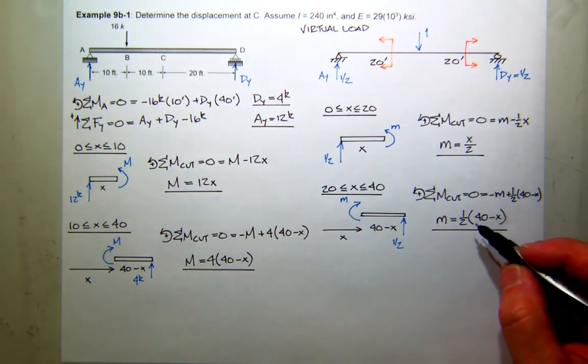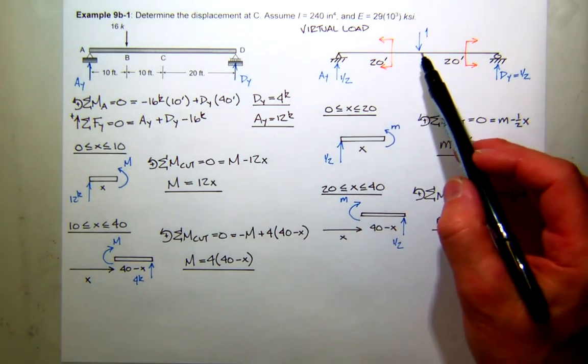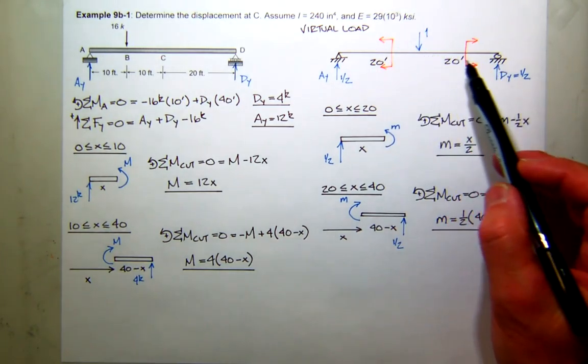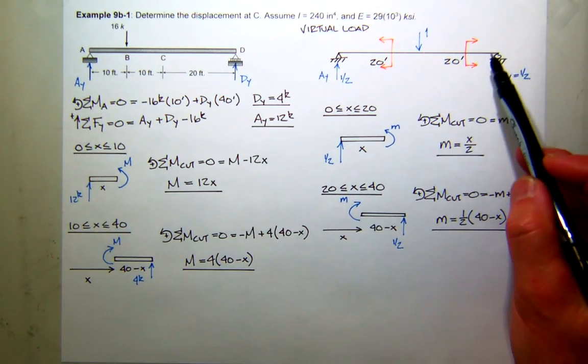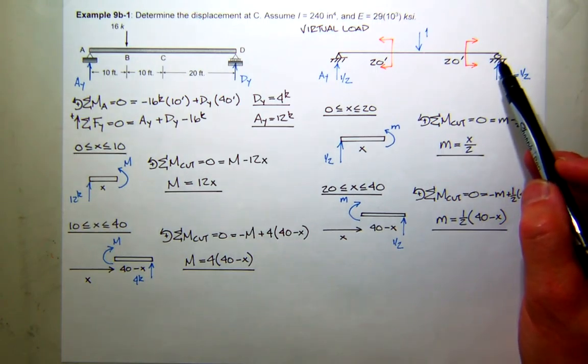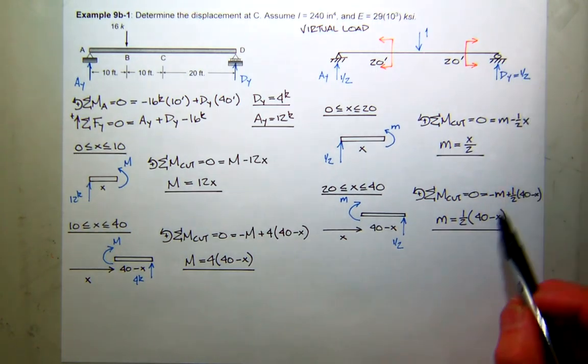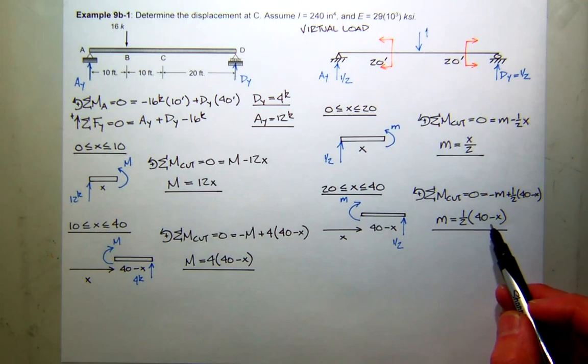Well, let's see if that works. So, do we know the moment somewhere in this second range? Yeah, out here at the roller. That's at x equal what? 40. You put in x equal 40, you get 0.